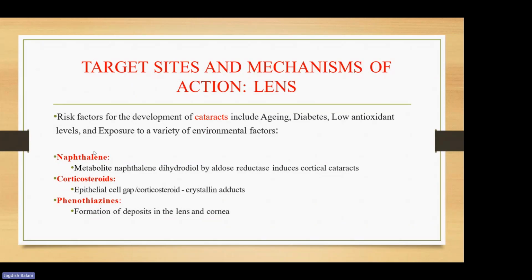First one is naphthalene. The metabolite of naphthalene, naphthalene dihydrodiol, induces cortical cataracts in the lens, while prolonged use of corticosteroid drugs may create epithelial gap or sometimes create crystalline adducts, and that is what creates the cataract. And some drugs like phenothiazines also create deposits in the lens and create cataracts.